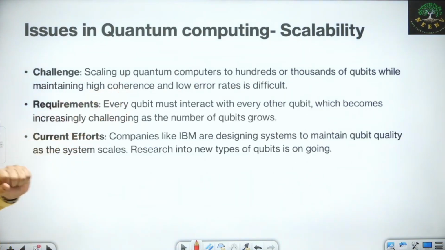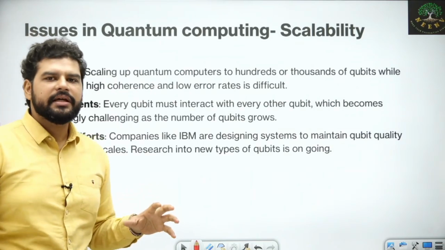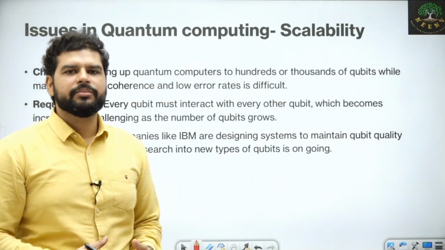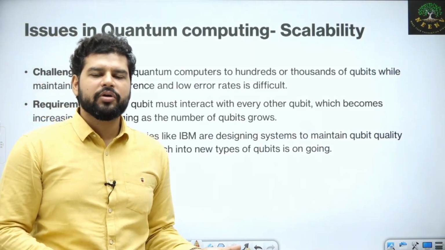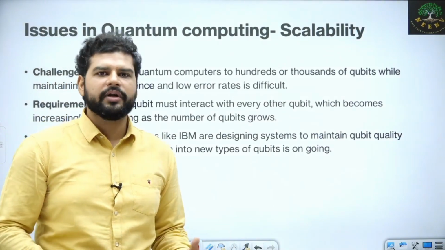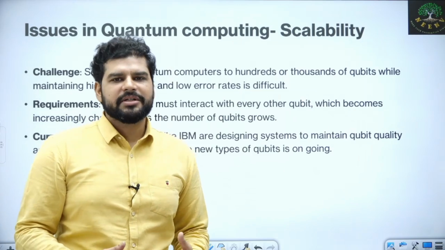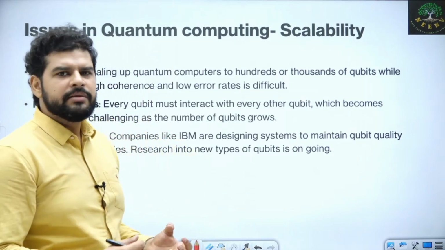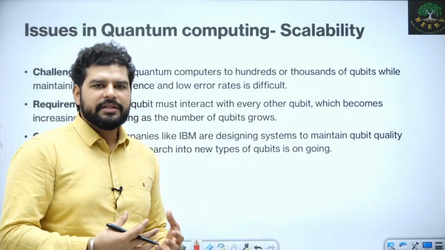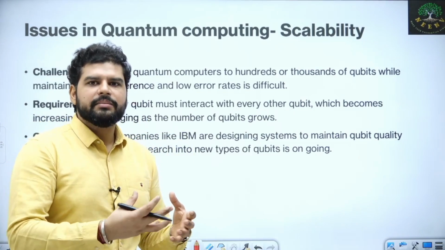Also, third issue is scalability. That means, let's say in classical computers or supercomputers, you can add more hard disk, you can add more CPU, GPU, RAM to increase the capacity. But the same thing cannot be done here, because qubits are made unstable by the environment.